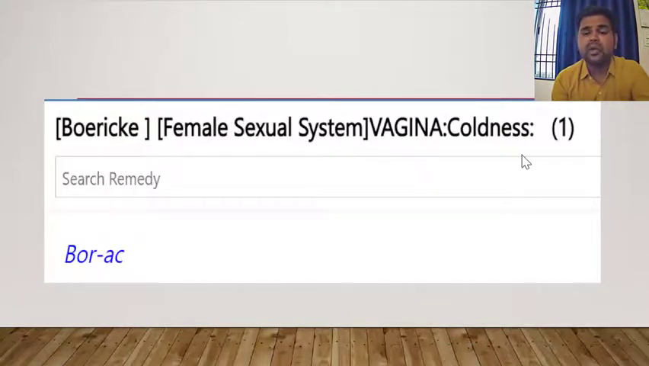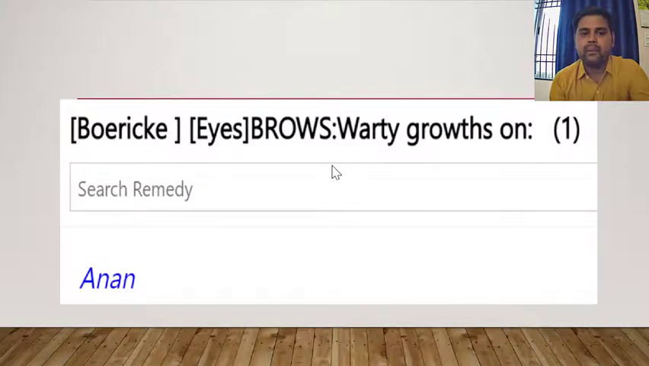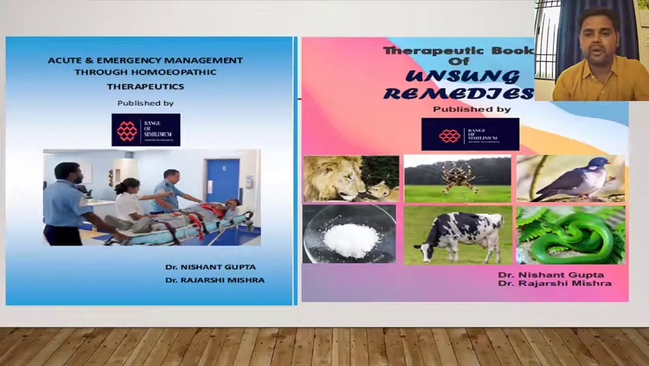Female sexual system, vagina, coldness, lots of coldness in the vagina: think of Boric acid as a remedy. Brows, warty growth, lots of warty type of growth, especially in the brows: think of this remedy, Anantherum. So this is all about Boericke's repertory.